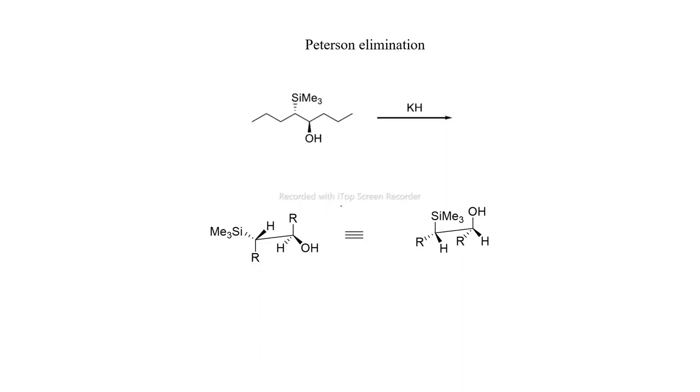So for that, we have to redraw the structure like this. The R group is on this side, the H on this side, and the SiMe3 group on this side. Similarly, these two R groups are on different sides, because this is the zigzag form. Here the R is basically CH2CH2CH3. So this reaction will happen from a syn-periplanar geometry.